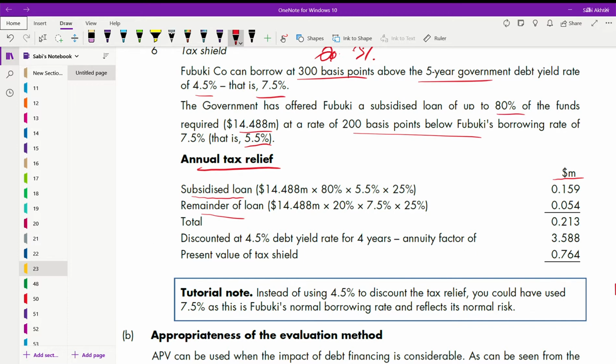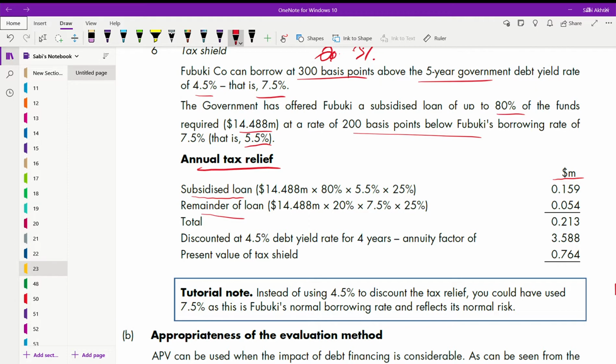Because even for the remainder of the loan, we are going to have tax relief, because of the interest we are going to pay on that loan. We take the amount needed to finance this project, our initial investment plus working capital, as the loan. When you are taking a loan, you have to pay interest, and you are going to get tax relief on that, and also on the subsidized loan. So on these two loans you will be getting tax relief.